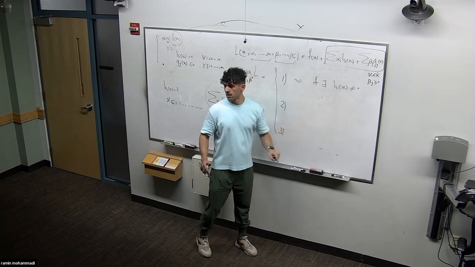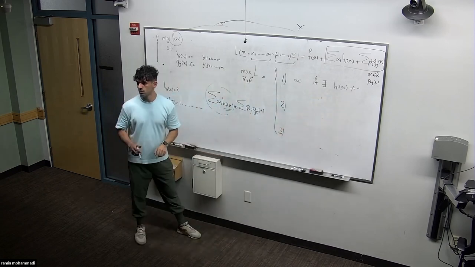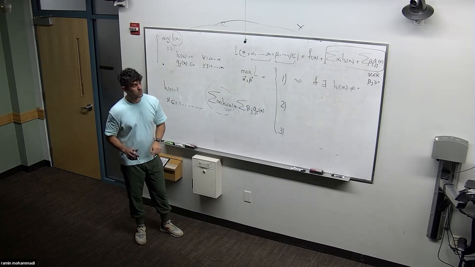Can you explain again why we are taking beta_j greater than 0? Okay. I'm going to go there now.